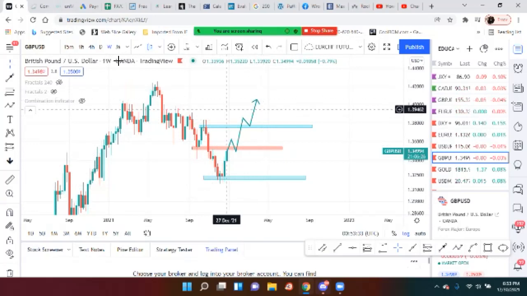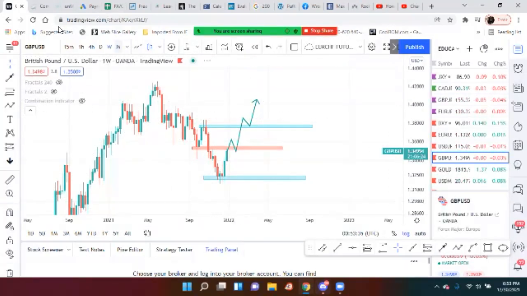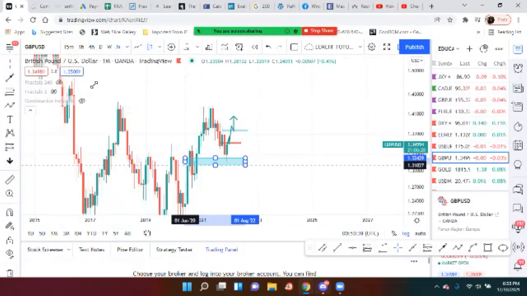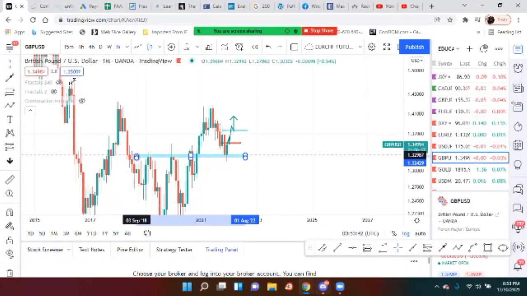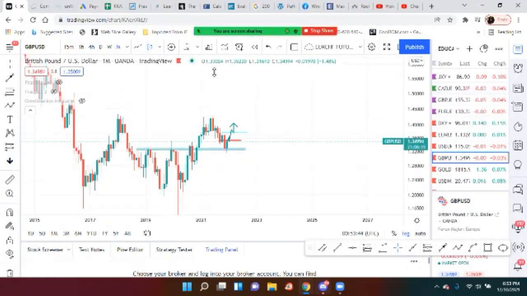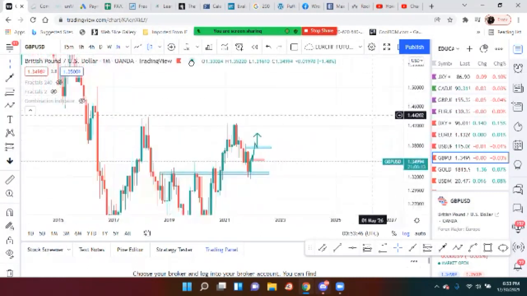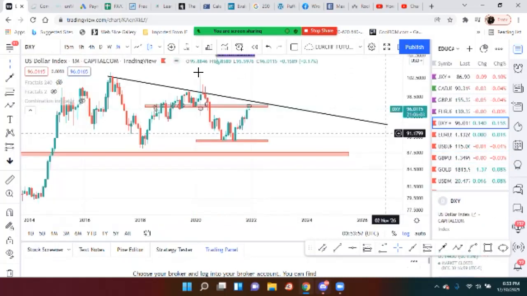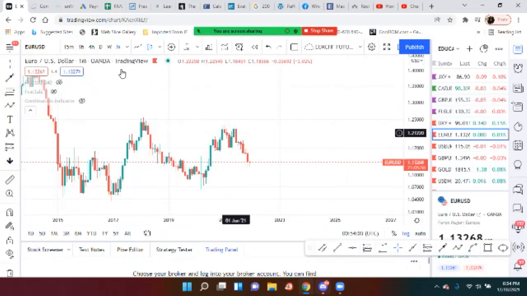Let's see. Yeah, right after that rejection off that area. This looks like it wants to come back and touch these highs anyway. So GU should start being easier now because you understand the dollar. I'm just giving you scenarios. So once you understand the dollar, like I said, EU will be way easier to trade.